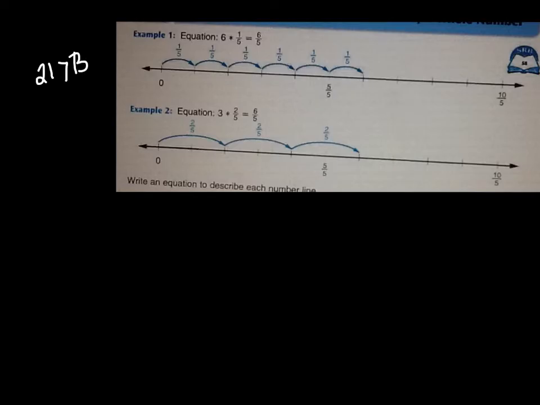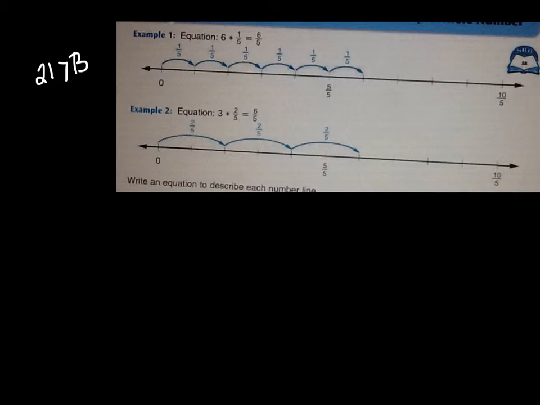Now let's take a look at the two examples on page 217b. With your partner, I want you to look for any similarities and differences you see between the two equations modeled on the number lines. So we're looking here at 6 times 1/5 equals 6/5, and 3 times 2/5 equals 6/5. Go ahead and talk with your partner now. What are some similarities and differences that you have noticed?